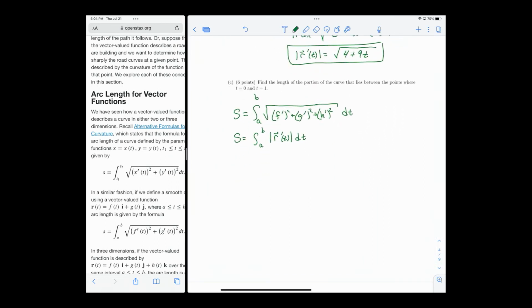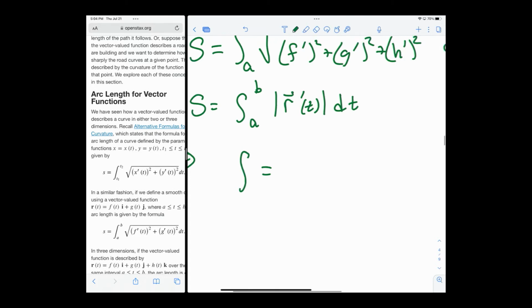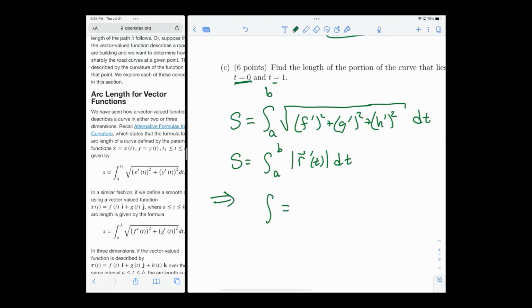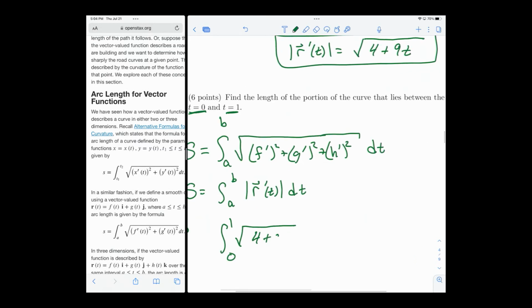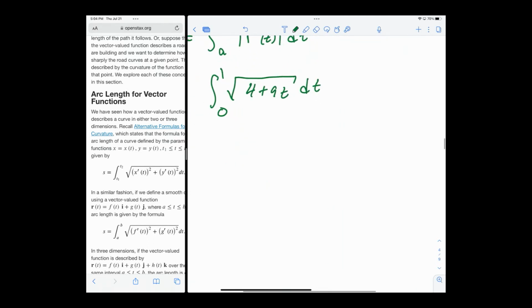So if we're going to do our actual problem, the arc length is going to be, that's just an S, it doesn't even look like an integral symbol, from a to b, given to be 0 and 1. And then our magnitude of r prime is what we just calculated, square root of 4 plus 9t, dt. So that's it. We just have to do this integral now. Do you remember how to do integrals from Calculus 1, right?